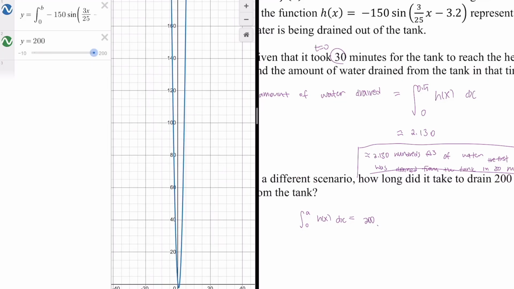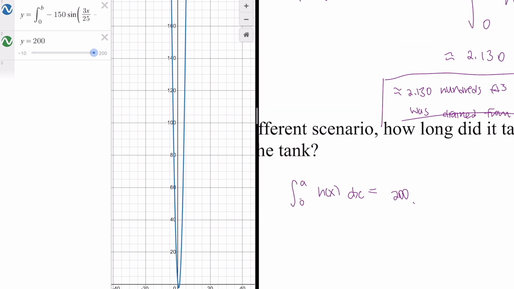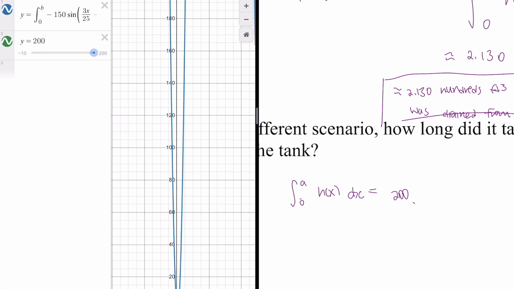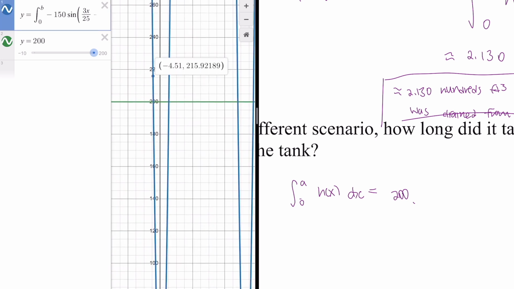Okay, so I graphed the solution to the problem on our graphing calculator in Desmos. What you do is set the integral into y equals, and then you do 0 to b, a certain interval. I know I used a right here, but then I just used b here. And there, you put in the function h of x dx, and then you also put in a line, y equals 200, and then you graph these, and then you find the intersection point.